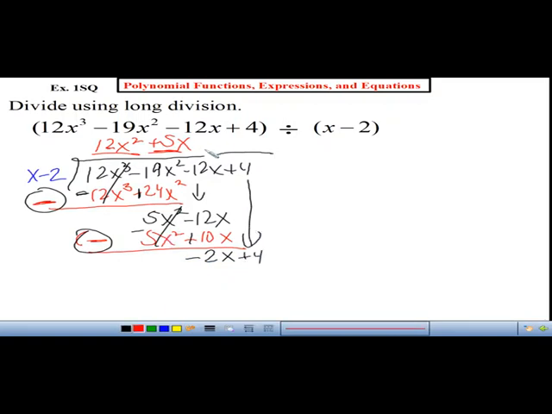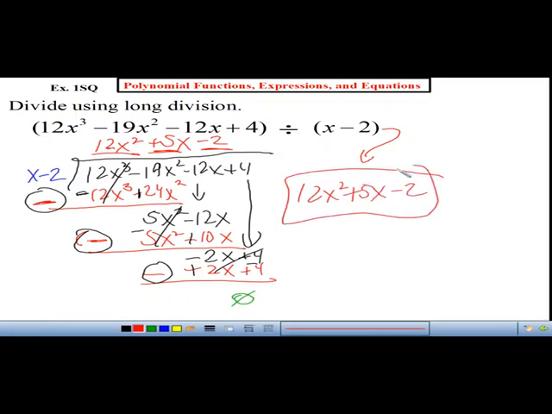Do it again. What number times x gives us negative 2x? That's negative 2. Times that, negative 2x. Negative 2 times negative 2, positive 4. Subtract. Changes to their opposite. So this is 0. So what's our quotient? Our quotient is 12x squared plus 5x minus 2. And that's our answer.